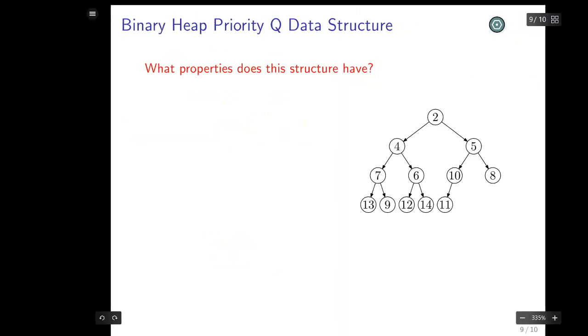And you know what the answer is. It's a tree. And you might even know something more about this tree. So what do you know about this tree? What properties does this tree have? Just go ahead. It's complete. This structure looks like a complete tree. All of the levels are full except for the last level, and it's filled from left to right. Any other properties? Yeah. It's binary.